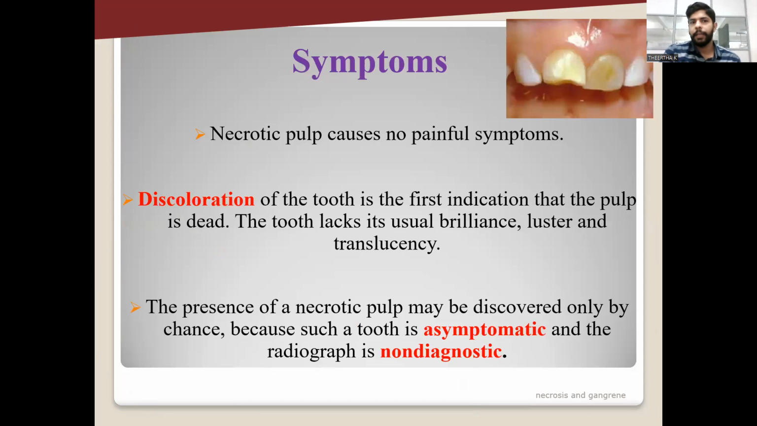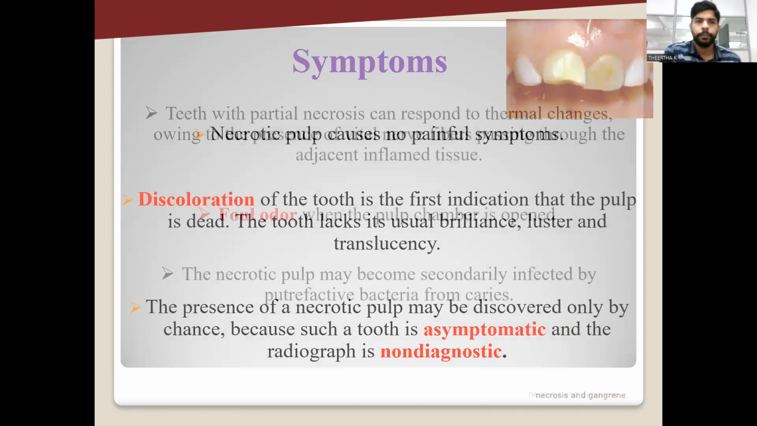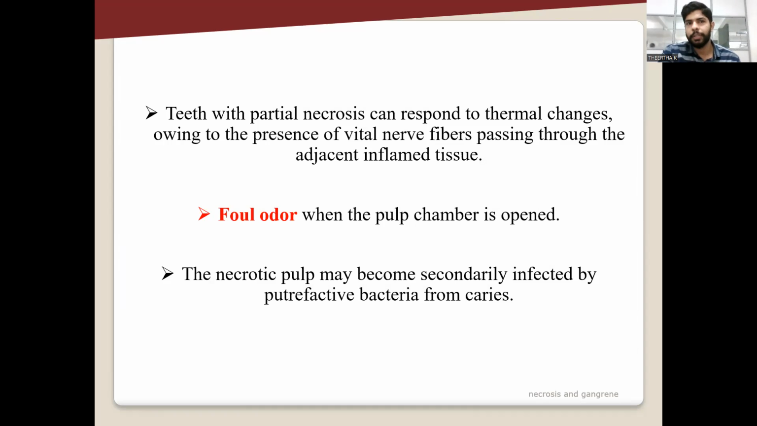Coming to the symptoms of pulpal necrosis, necrotic pulp causes no painful symptoms. There may be discoloration of the tooth, which can be the first indication that the pulp is dead. The tooth lacks its usual brilliance, luster, and translucency. The presence of a necrotic pulp may be discovered only by chance because such a tooth is usually asymptomatic and the radiograph is non-diagnostic. Teeth with partial necrosis can respond to thermal changes owing to the presence of vital nerve fibers passing through the adjacent inflamed tissue. Foul odor can be observed when the pulp chamber is open. The necrotic pulp may become secondarily infected by putrefactive bacteria from caries.